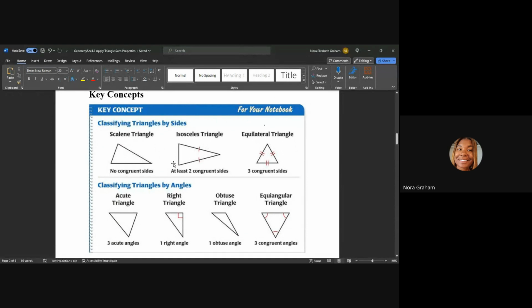kind of triangles that we're going to look at. So we have scalene triangles, where none of my sides are congruent. Isosceles triangles, which means that at least 2 of my sides are congruent. And then equilateral triangles, which means that all 3 of my sides are congruent. And then we have acute triangles when we look at our angles, which means all my angles in the triangle are going to be less than 90 degrees. We have a right triangle, which means that at least one of my angles in my triangle is going to be right. And then we have an obtuse triangle, which means that one of my angles is going to be more than 90 degrees. And then we have an equiangular triangle, which means all of my angles are going to be congruent or equal.